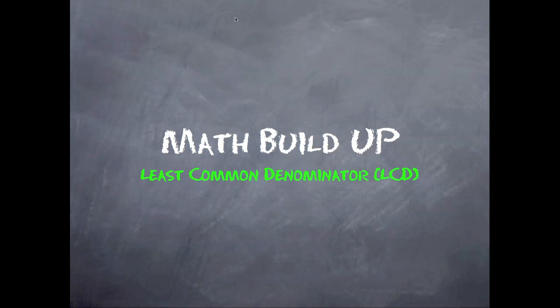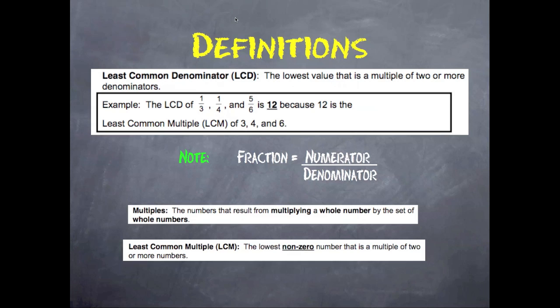This video covers the math buildup concept of the least common denominator, or the LCD. Alright, so let's go over some definitions, and let me use this mouse pointer as a pen. So the least common denominator is the lowest value that is a multiple of two or more denominators. It's similar to the least common multiple, except you're using the denominator of fractions to find your least common multiple.